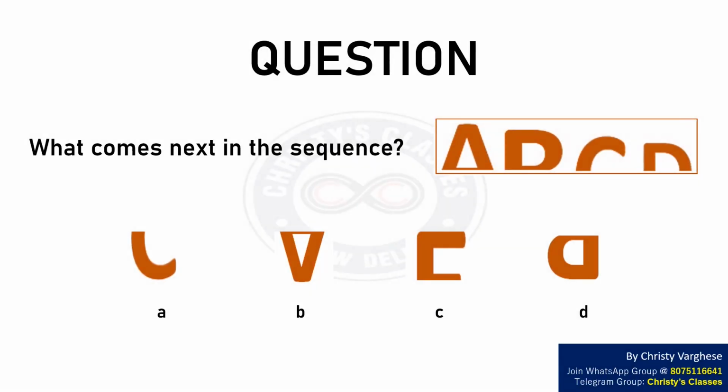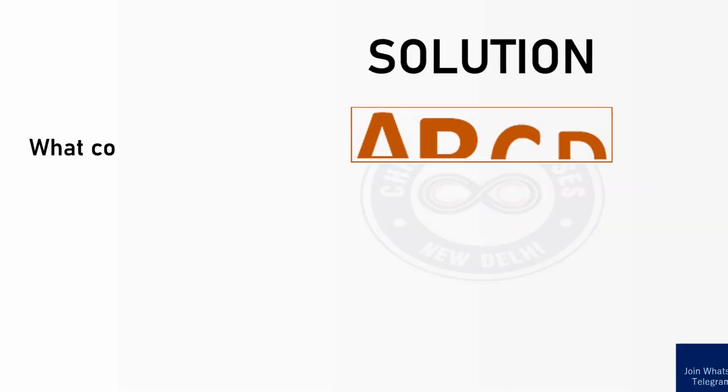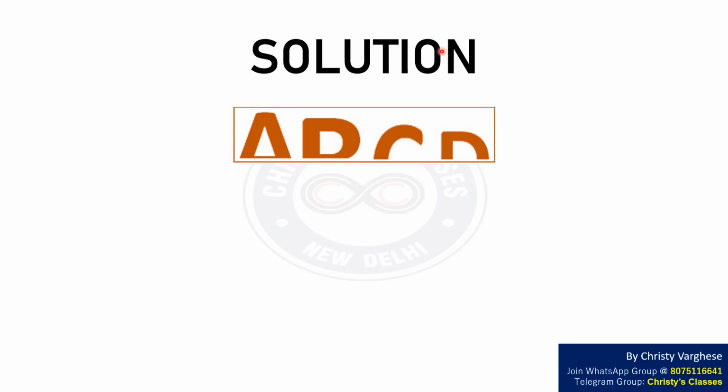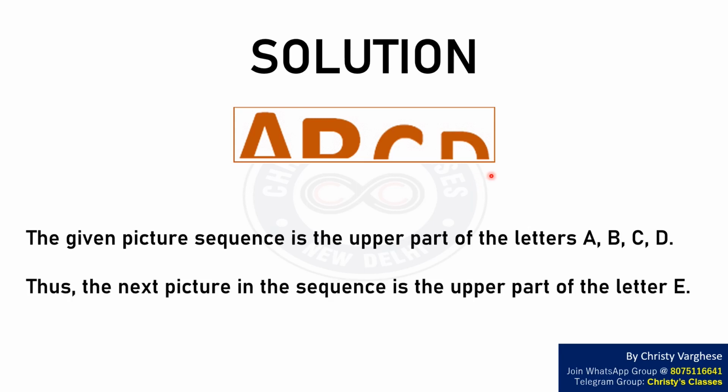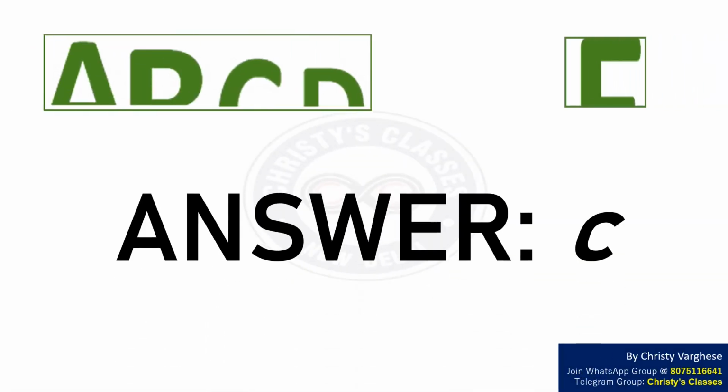In this video, let us find the missing picture. What comes next in the sequence? Solution. The given picture sequence is the upper part of the letters A, B, C and D. Thus, the next picture in the sequence is the upper part of the letter E. Hence, option C is the right answer to the question.